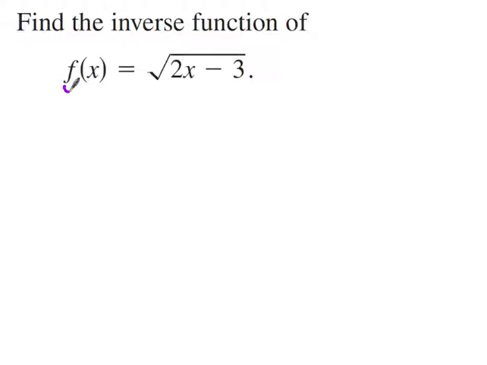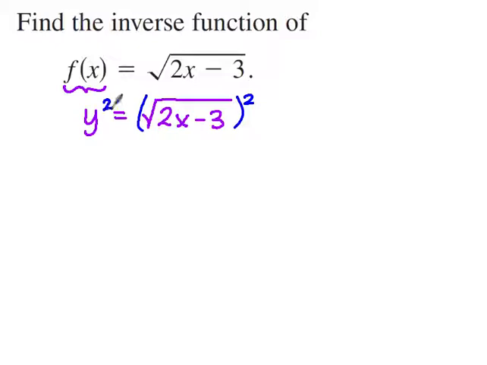So first of all, f of x, I'm going to replace that with y. Okay, that's your very first step. Next step, I'm going to go ahead and solve that for x. So to solve that for x, I'm going to square both sides. So I get y squared equals what? 2x minus 3.